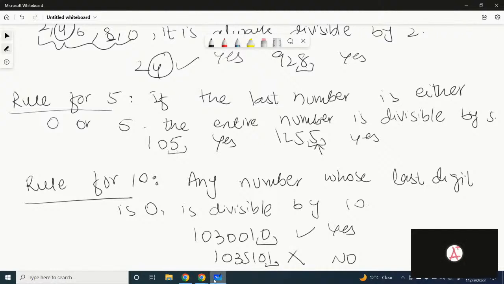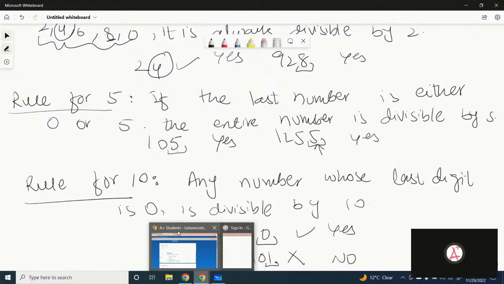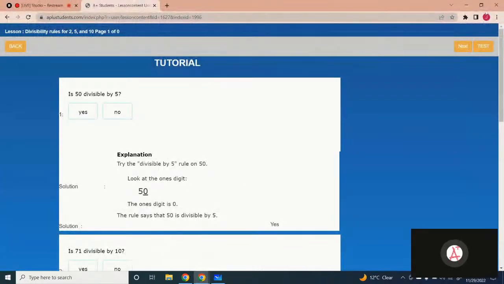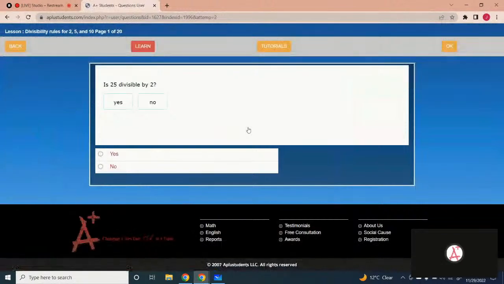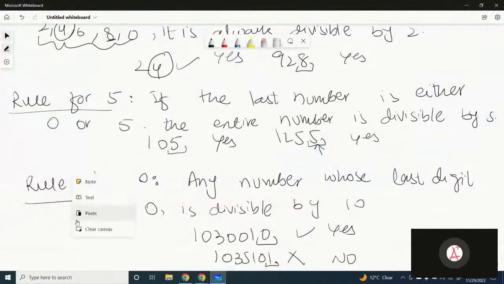Let's start with the practice questions, test questions actually. Let's start with the test. Okay, is 25 divisible by 2? Yes or no? Is 25 divisible by 2?